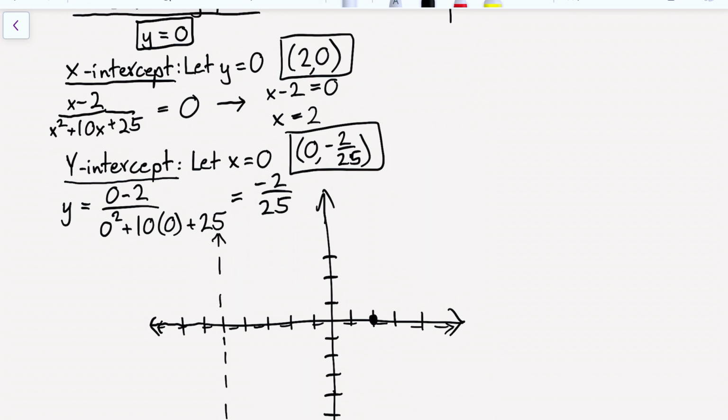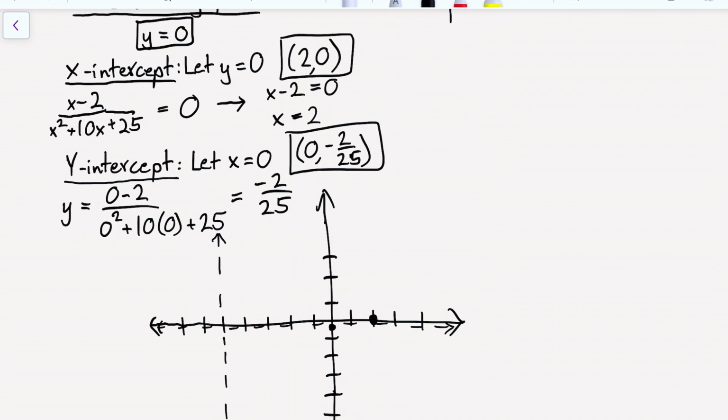And we found a couple of points. We found the point 2, 0, which raises an interesting point that a graph can actually cross a horizontal asymptote. So the y values are going to get closer and closer to 0 as x goes to infinity, and yet we are crossing the horizontal asymptote at this point 2, 0. And we could mark the y-intercept, 0, negative 2 over 25, about right here.